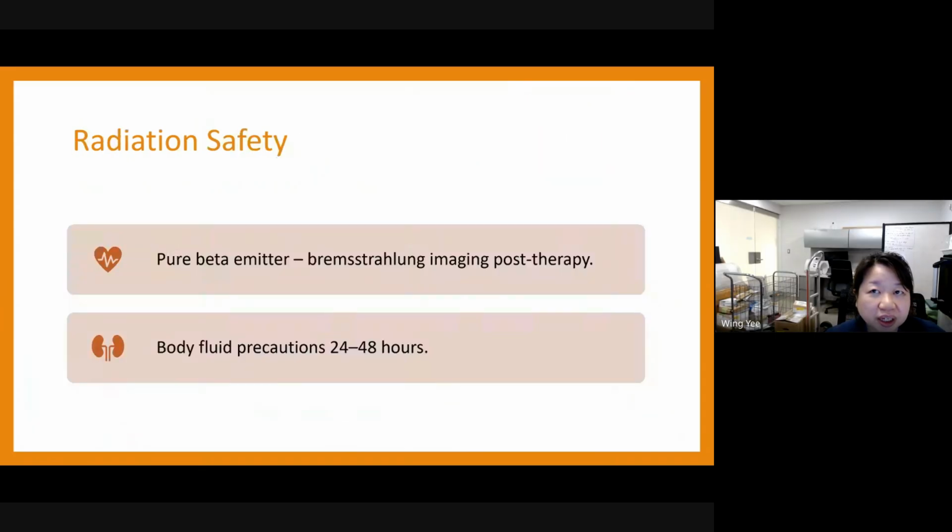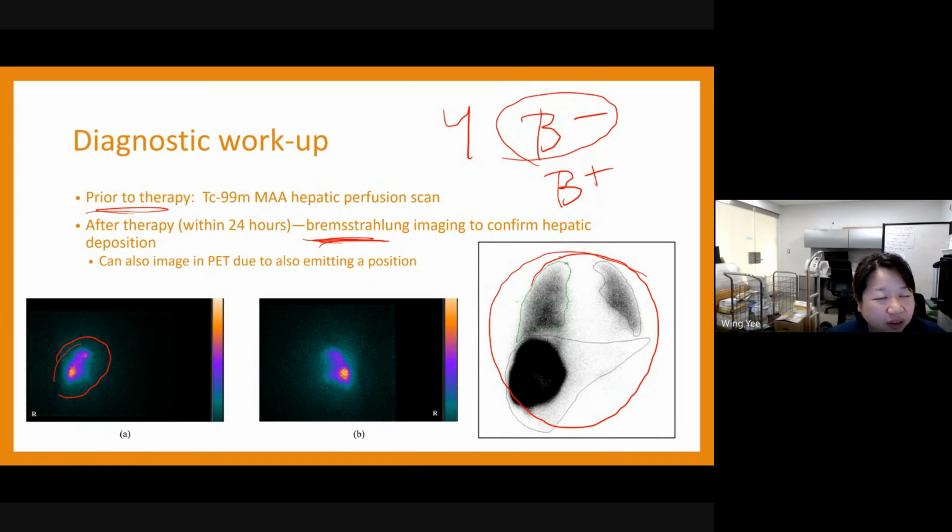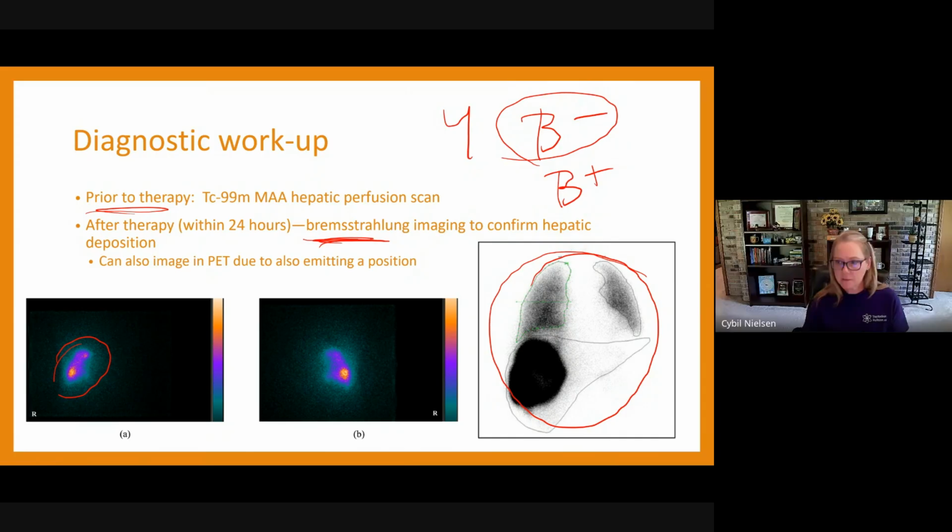They usually come back as an outpatient. I don't know how many days after the Y90, and just a quick picture to see if it's still in the liver. Okay, yeah. That makes perfect sense.